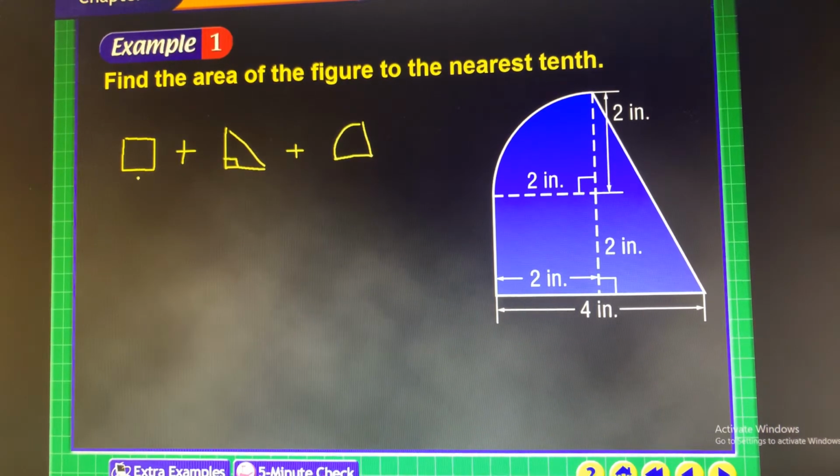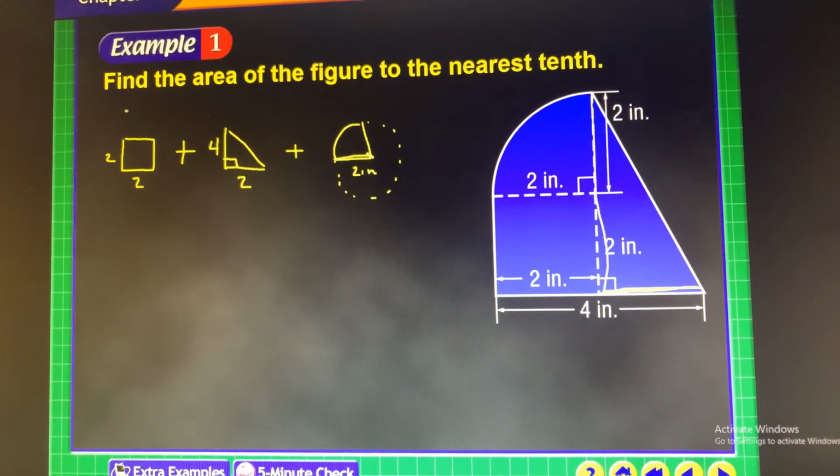So let's look at our square. It looks like our square is a 2 by 2. Now look at your triangle. Can you see that your triangle has a base of 2 and the height of the triangle is 4? So this is 2 and this is 4. Now let's look at our circle. This right here, what is that called? I want you to think about a circle. Right, that's the radius. So 2 inches is the radius. That's all you need to know.